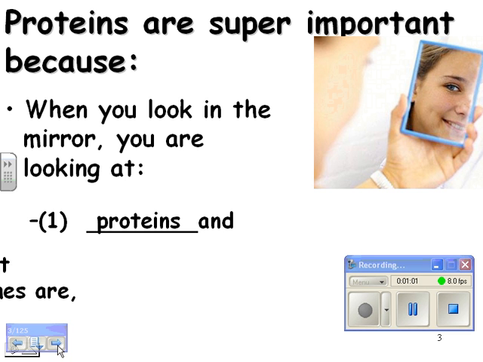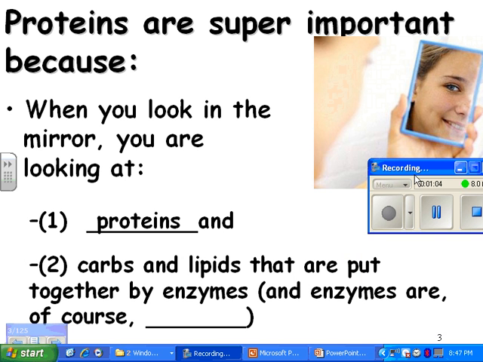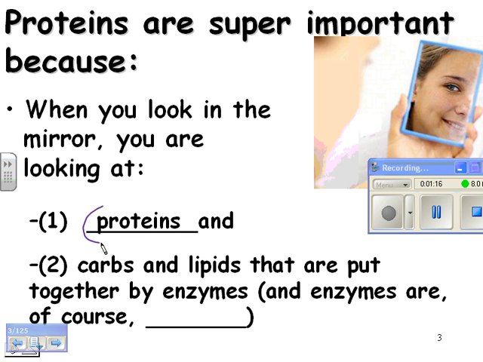So along with the proteins, there are the other things that make up organisms. You remember the four basic molecules that make everybody up: carbs, lipids, proteins, and nucleic acids. So when I look at you, I'm looking at your proteins and your carbohydrates and your lipids. But your carbs and your lipids are put together by enzymes, and the enzymes are proteins. So when I look at you, I'm looking at your proteins and the things your proteins made.